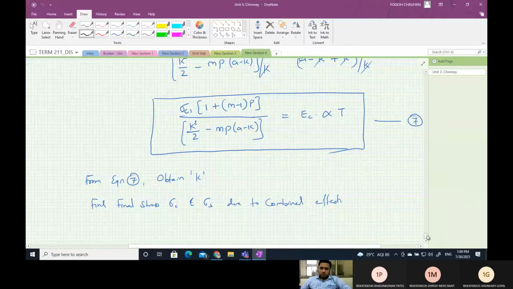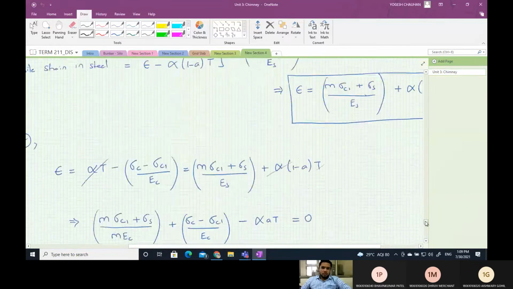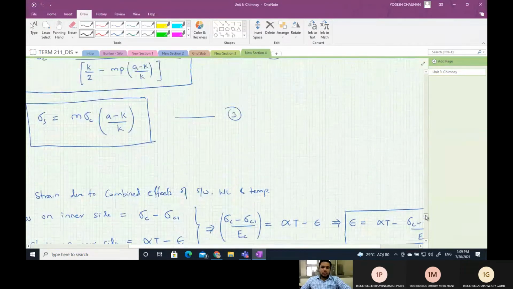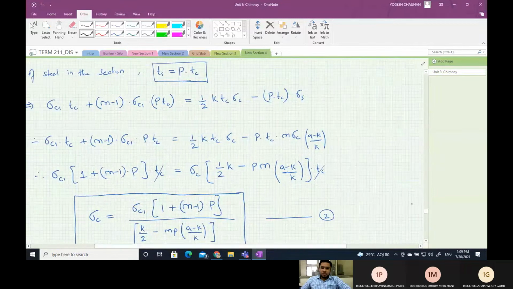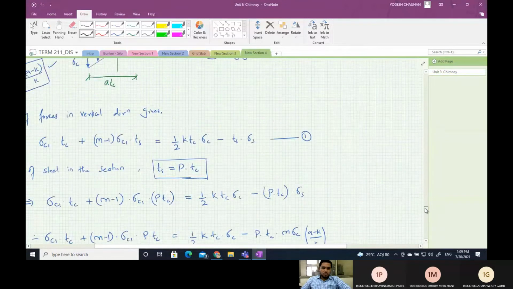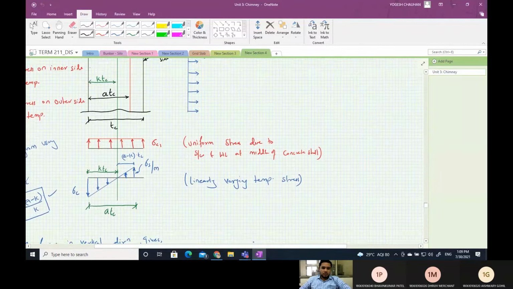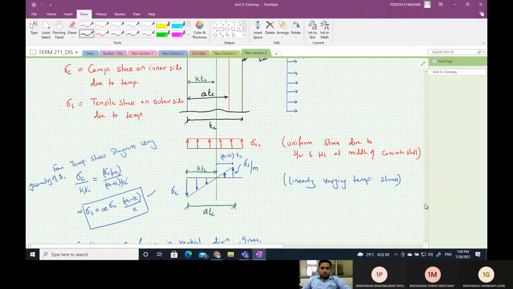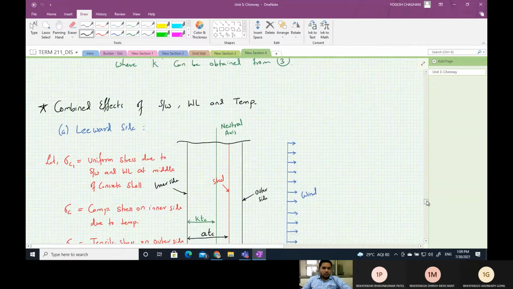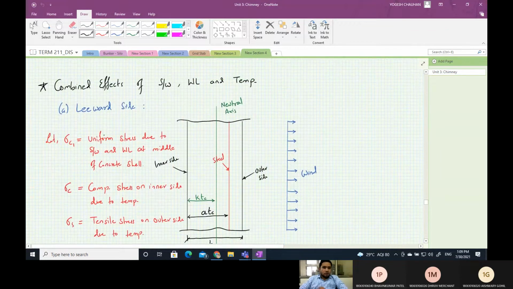So in the previous class, we have started with the combined effects of self-weight, wind load and temperature on a chimney. So we find the stresses due to the combined effects of these effects. Let us just recapitulate things we have covered in the last lecture.